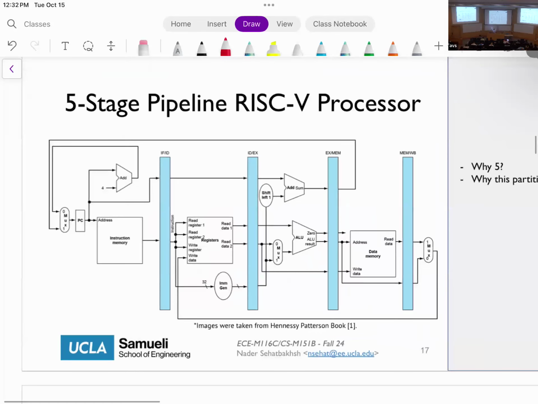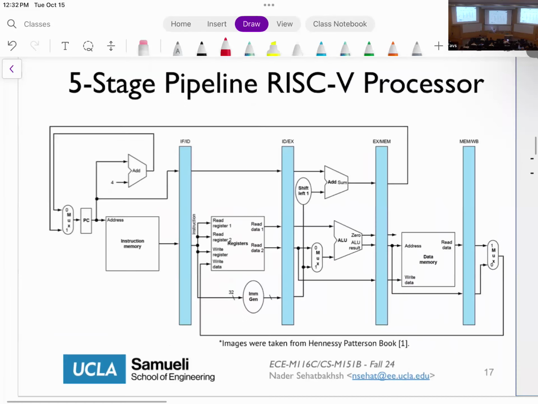Cool. So this is the design of my pipeline. As I said, I'm going to call these 5 stages instruction fetch, instruction decode, execution, mem, and then the last one write back, because I'm writing the result back to my register file and to my PC, okay?